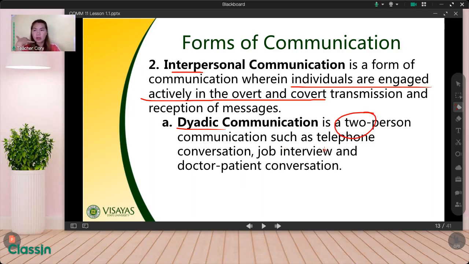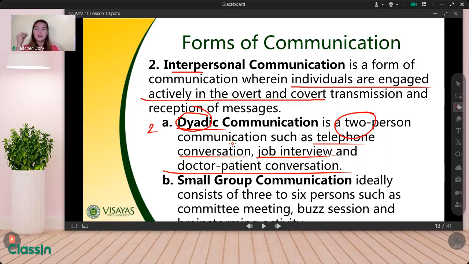Like when we are talking to the telephone, usually we are talking to someone on the other end, on the other line. So telephone conversation, job interview. So you are talking to your prospect employer, okay, the interviewer, and you are answering the questions. So that's dyadic communication. Dyad, that means two, and doctor patient conversation. So if there's only one to one communication, so that's the dyadic communication.